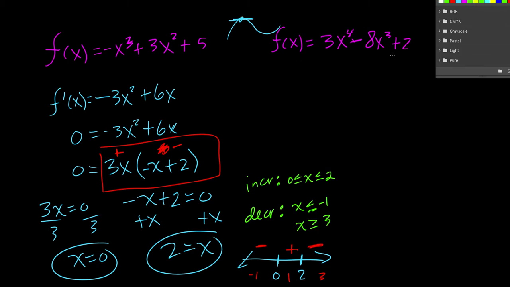Okay, let's go through the same process. So once again, we find the derivative, see where it equals 0. So 12x cubed minus 24x squared.